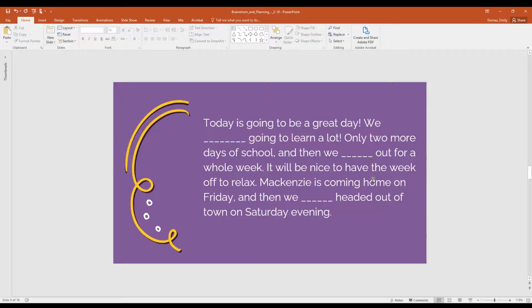Today is going to be a great day. We are going to learn a lot. Only 2 more days of school, and then we are out for a whole week. It will be nice to have the week off to relax. Mackenzie's coming over on Friday, and then we are headed out of town on Saturday evening.